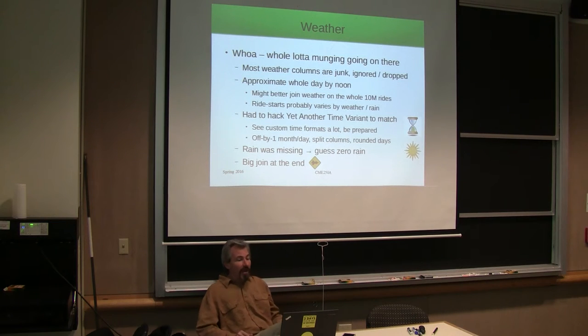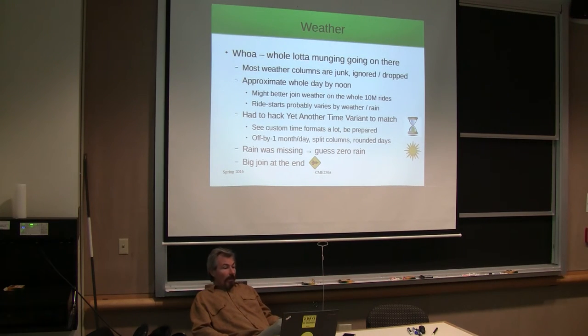Okay, so a lot of stuff happened here. Most of the columns in that data set were junk. I shortcut it for you, but I stared at them all at one point in the past, and two-thirds of them were all missing values. But there was some meat in there that I captured. Then I approximated the whole day by just taking the noon hour. But I might have done better if I had joined on the hour of the bike ride against the weather at that hour. Maybe that would help, I don't know. I could improve my data science here and get a better answer, maybe.